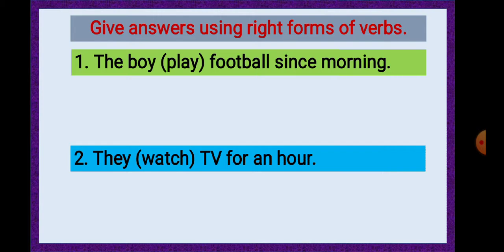Now, dear students, you see there are 2 blanks here. You have to give answers using right forms of verbs. First one is the boy (play) football since morning. Play verb is given here. Then they (watch) TV for an hour. Watch verb is given here.